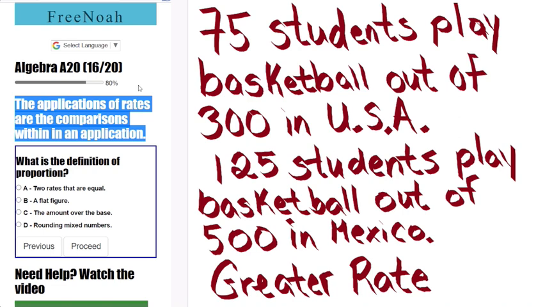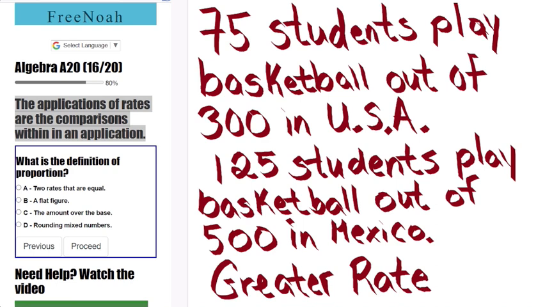So, 75 students play basketball out of 300 in the United States of America. 125 students play basketball out of 500 in Mexico. Which country has a greater rate of students who play basketball here? So, simple, we find the ratio first, and then we find the unit rate here.